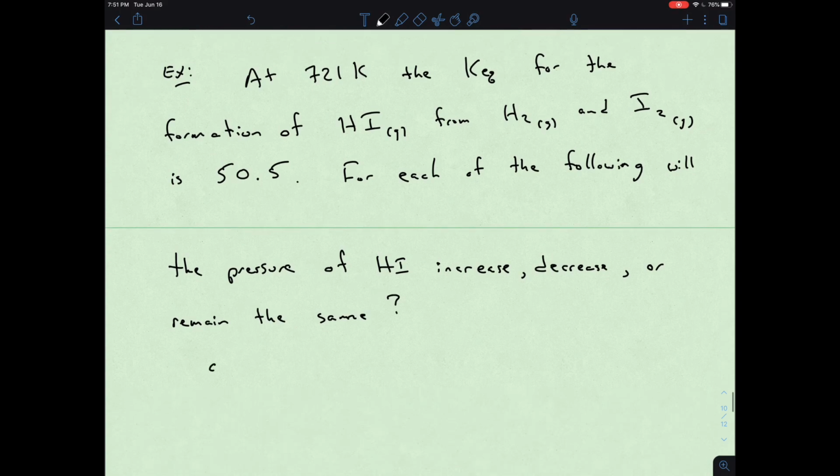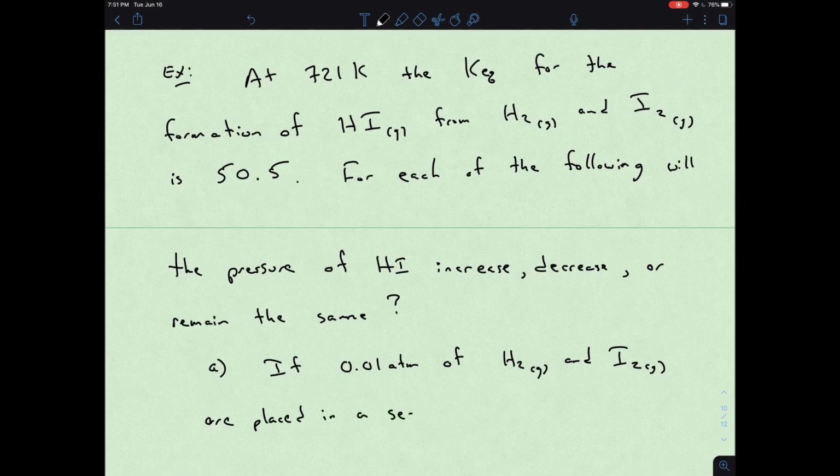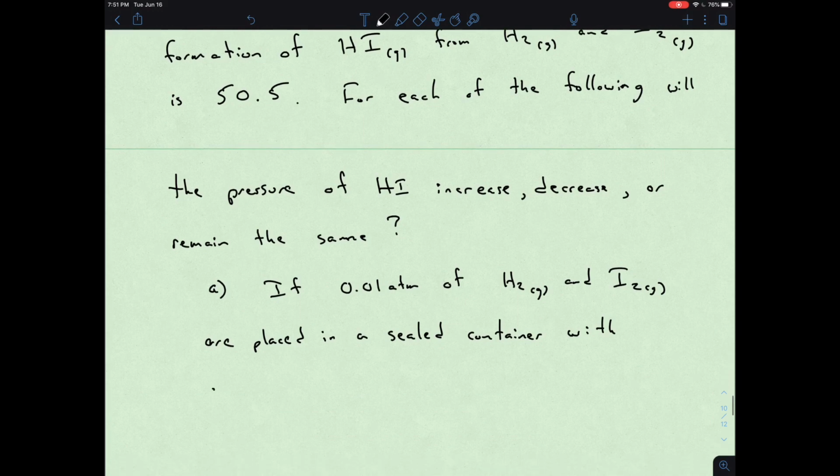So for part A, we have if 0.01 atmospheres of H2 and I2 are placed in a container with 0.002 atmospheres of HI. So that's our first part A.